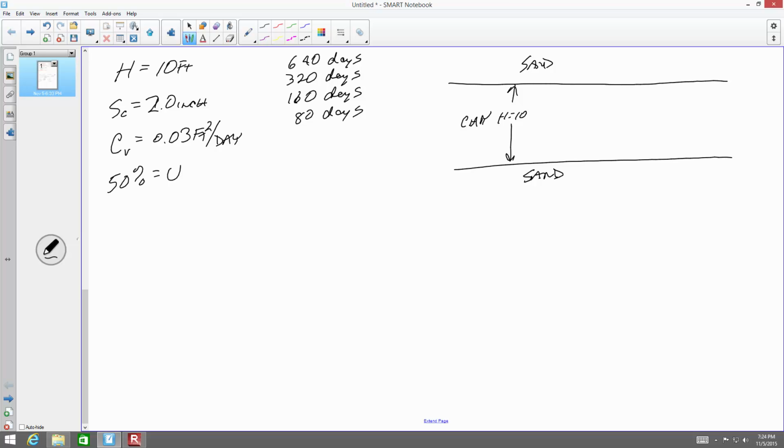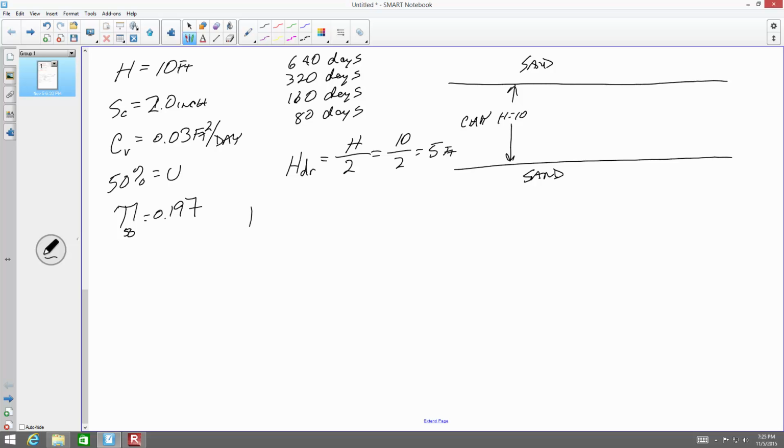You guys find the time rate section of the book there? That's why I give you those sheets, so you're flipping those sheets and you remember where these different components are at. One of the big things we need to get is HDR, the drainage path length. Because we have double drainage, it's going to be H over 2. 10 over 2, it's 5 feet. So we've got HDR. Two of the coefficient consolidation terms I asked you guys to memorize in class was at 50% and at 90%. So the time factor at 50% is 0.197.